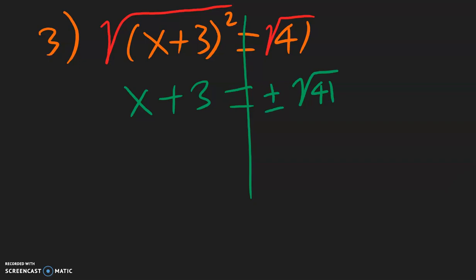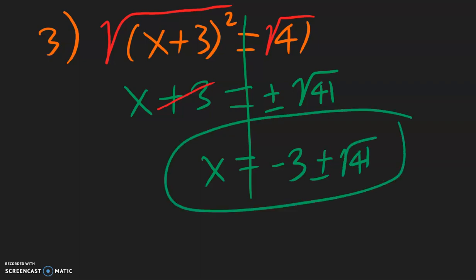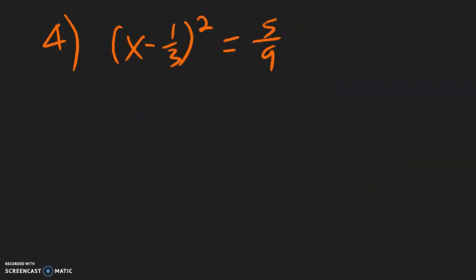And now we just need to move this positive 3 to the other side to get x by itself. So this 3 comes here, becomes a negative 3, because a positive comes over, becomes a negative, plus or minus square root of 41. That's the final answer.